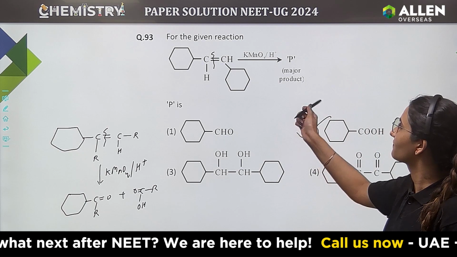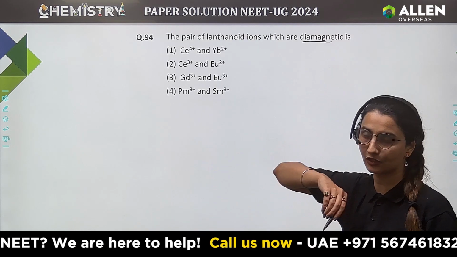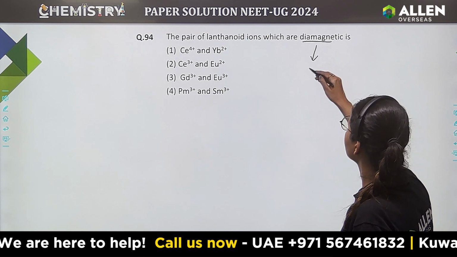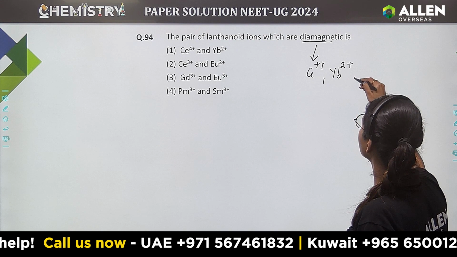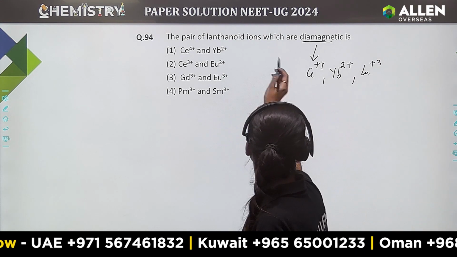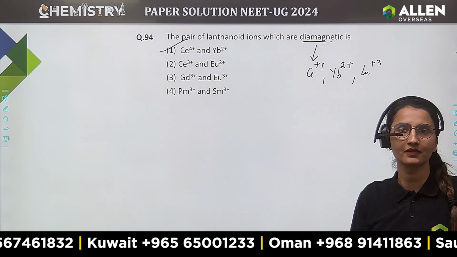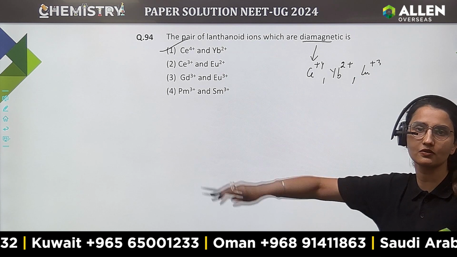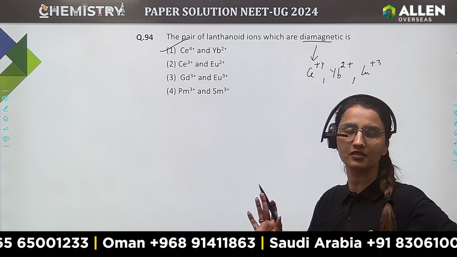Theoretical question, students. Which of the lanthanoid elements is diamagnetic? There are three diamagnetic lanthanoids. One is Ce4+, other is Yb2+, and third is Lu3+. Check where they are present. So the option is the first. This is not an option, so the first is correct. Most of the lanthanoids are paramagnetic.